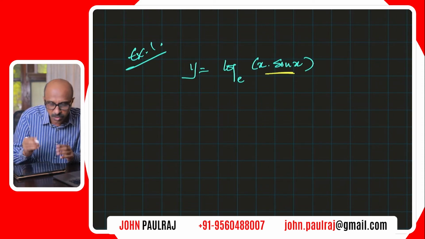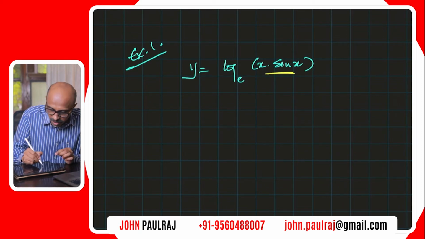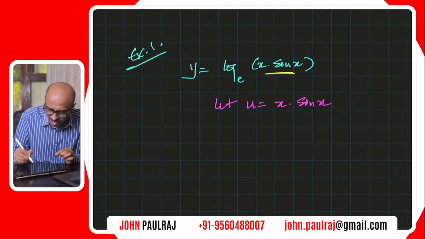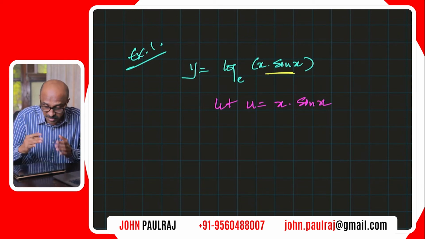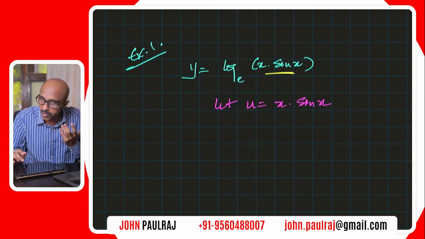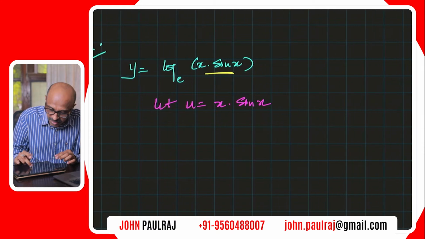The first thing I would do, to keep it clean and simple, is introduce a new function. Let u be that inside function, x times sine of x, just so that it's clean and neat. You can even avoid this step. You can just go directly to differentiate, but this is just to keep it neat and clean. If you don't like this step, just go ahead and do it directly, okay? Nothing wrong with that. Use that product x times sine of x.